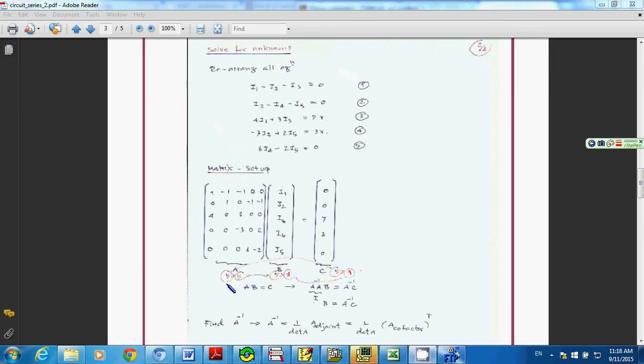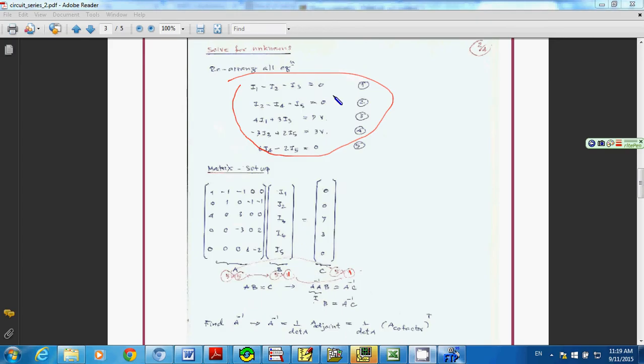And now you need to set up matrix A, which becomes the coefficients of each I. You need to set up the matrix so it ends up being your 5 equations, just as you have right here.